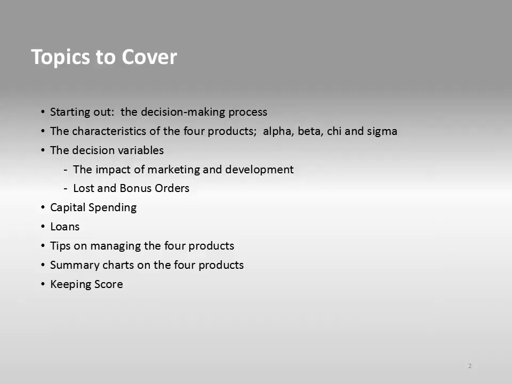Capital spending and loans, of course, are typical in any business decision, so we'll include that. And then we'll give you tips on managing the four products. There are no right answers in this simulation. It's totally interactive, and the impact of your decisions will, of course, depend on your competitors as well. And then finally, we'll give you a summary chart of the four products and some ways to keep score.